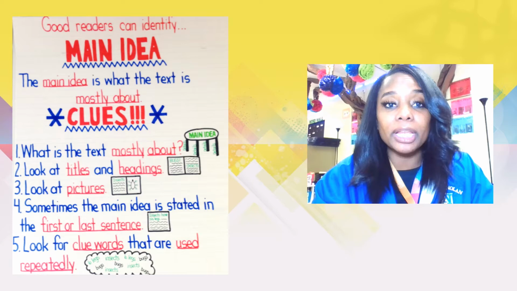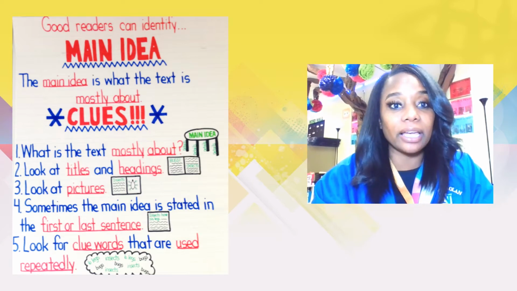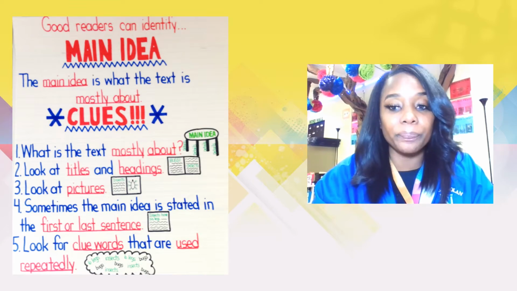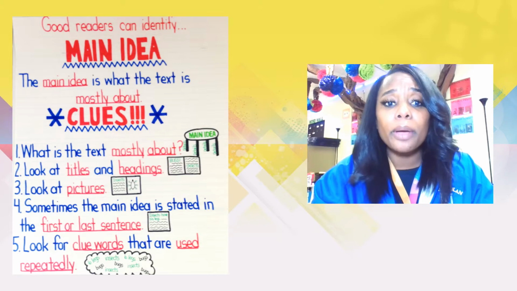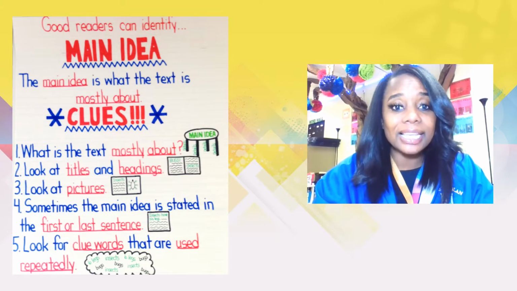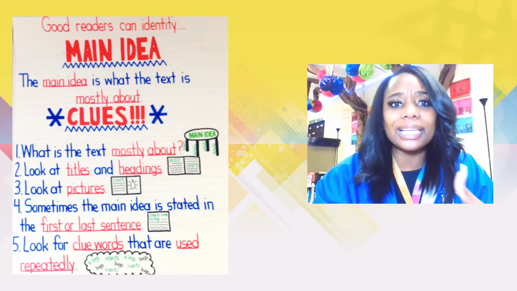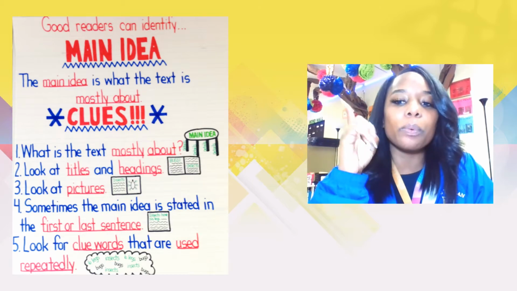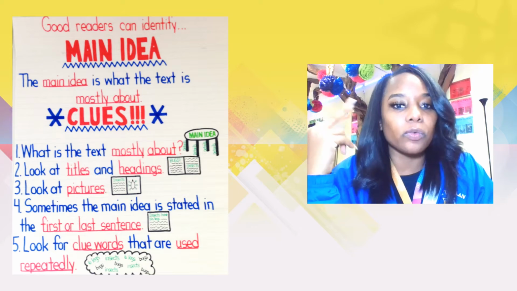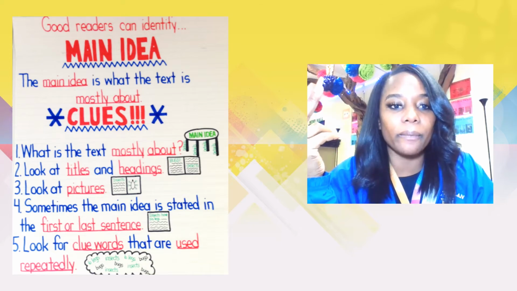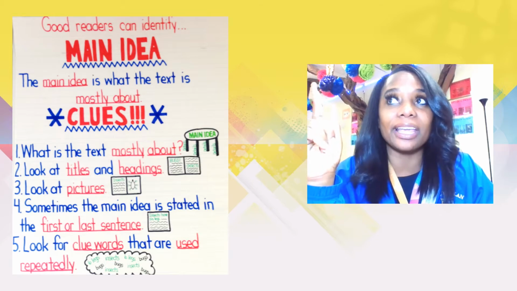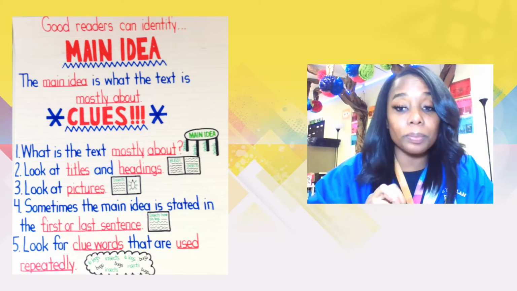So readers, we have been learning how to identify the main idea by following these steps. The main idea is what the text is mostly about. And sometimes the author puts clues in our text to help us identify what he or she is trying to teach us. So step 1, I'm asking myself, what is the text mostly about? Step 2, I look at the titles and the headings because I know those text features tell me what I'm about to learn.